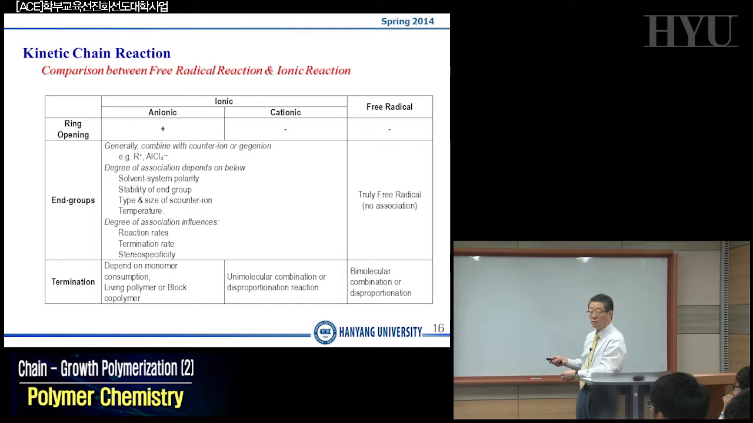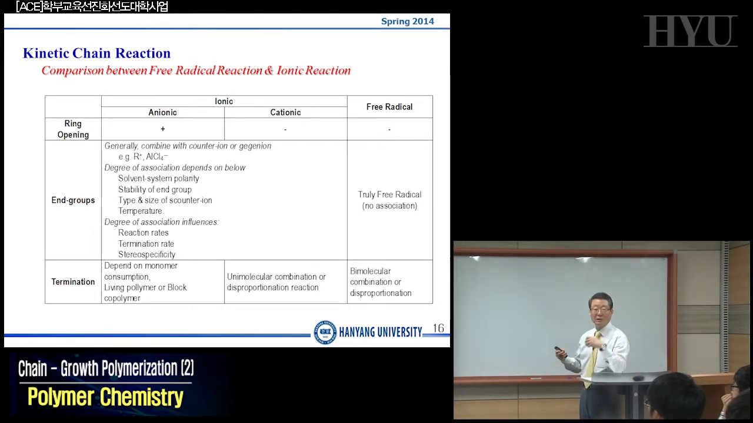Now, degree of association is the bond strength between these positively charged and negatively charged ions. It depends upon the solvent system you're using, the stability of your end group, the type and the size of your counter ion, or Gegen ion, or the temperature. All of this degree of association affects the overall reaction rate, the overall termination rate, therefore the degree of polymerization, and the stereospecificity.